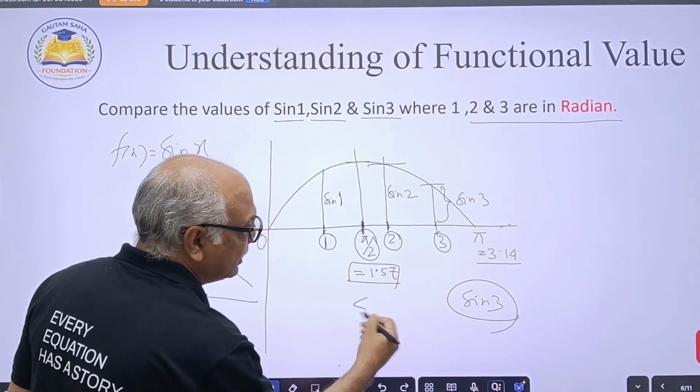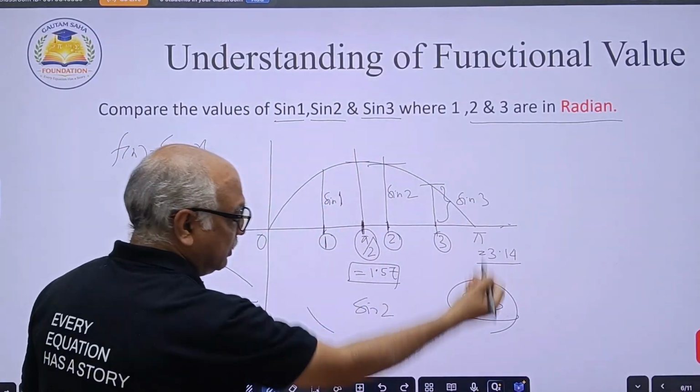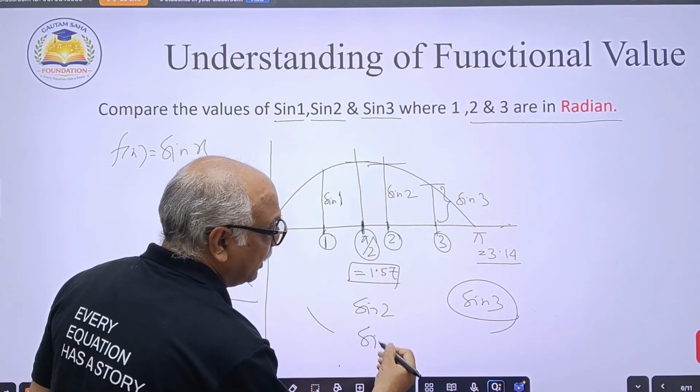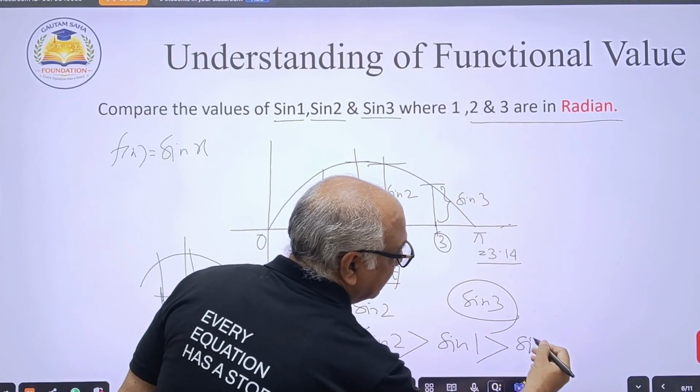So clearly sin 2 is the most. So I want to compare, so that is why we write sin 2 greater than sin 1 greater than sin 3.